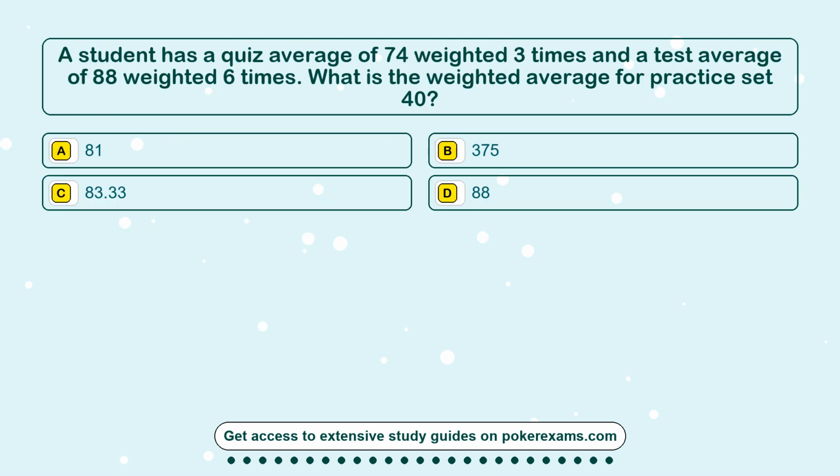Question 20. A student has a quiz average of 74 weighted 3 times and a test average of 88 weighted 6 times. What is the weighted average for practice set 40? Option A 81. Option B 375. Option C 83.33. Option D 88.